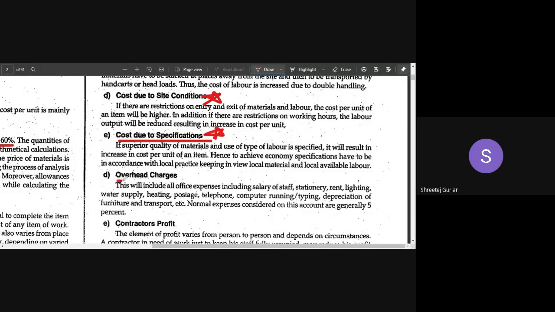Then overhead charges. In overhead charges, we include some office expenses. Whenever you are building at a large site, you need supervisors and engineers to supervise, so their salaries are included. The engineer needs a small office at the site, because he cannot stand in the sun the whole day. That one-room office has to be built.